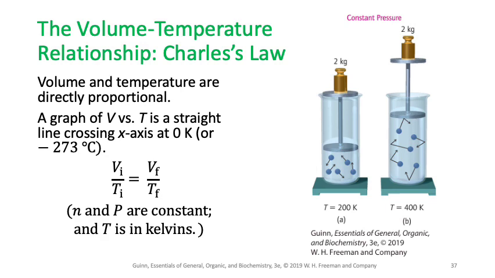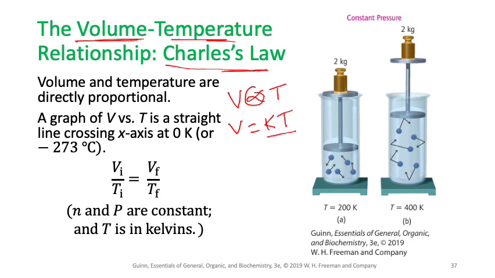Now let's talk about the second law, which is Charles' law. We already know Charles' law normally tells the relationship between the volume and temperature of a gas. Volume is directly proportional to temperature. If you remove the proportionality sign, you get a constant K times T. Divide both sides by T, and you get V over T equal to a constant. So the ratio of volume over temperature is always a constant number.